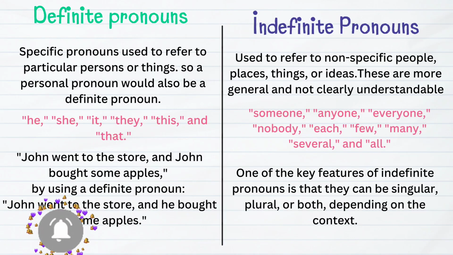Definite and indefinite pronouns. Definite pronouns are specific pronouns used to refer to a particular person or things. So, a personal pronoun would also be a definite pronoun. These pronouns provide clarity and help avoid repetition in sentences. Indefinite pronouns. Indefinite pronouns are used to refer to non-specific people, places, things or ideas. These are more general and not clearly understandable.